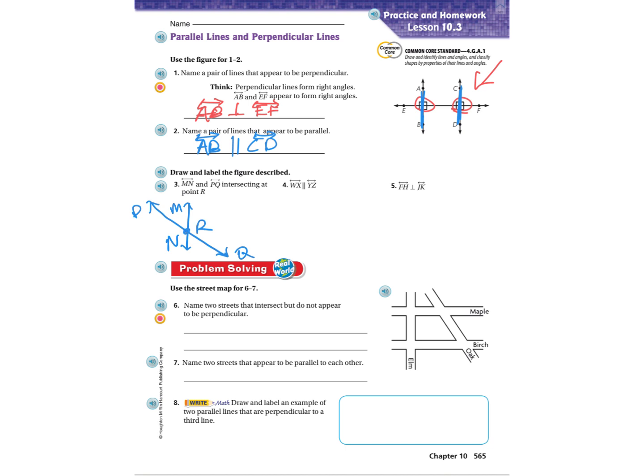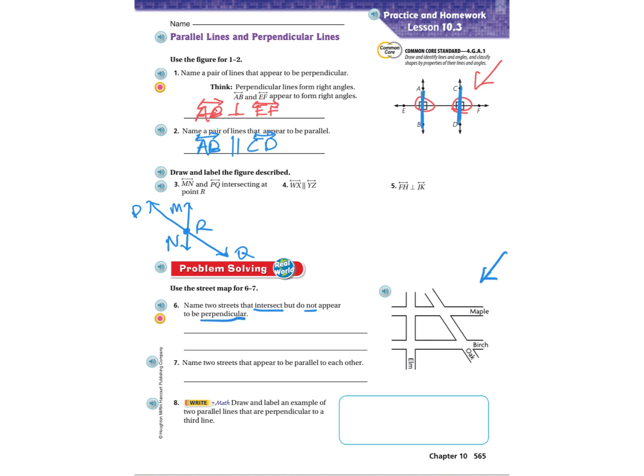Okay, all right. The bottom section says use the street map for problems 6 through 7. Street map right there. Okay, we'll just read through it and you guys can do it. It says name 2 streets that intersect. What's your first clue? Intersect, underlined it. But do not appear to be perpendicular. Not perpendicular. Okay, you can find those.